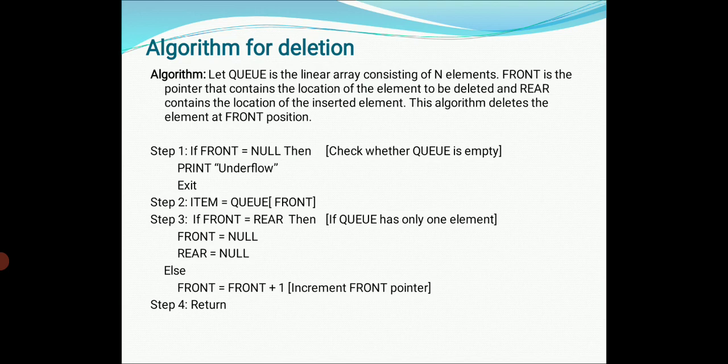Go to step 3, if front is equal to rear, when this condition becomes true, front equals null and also rear equals null. This condition is checked if the queue has only one element. Otherwise, front is equal to front plus 1, incrementing the front pointer. Then return the element, that is step 4. This is the algorithm for deleting an element from the existing queue. This is the algorithm for deletion.